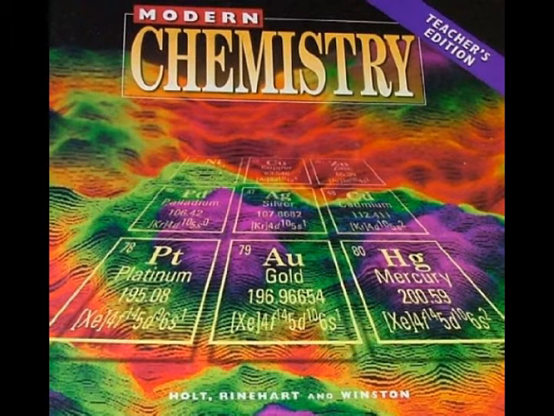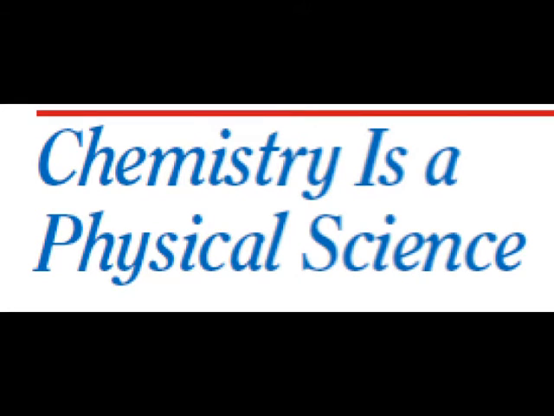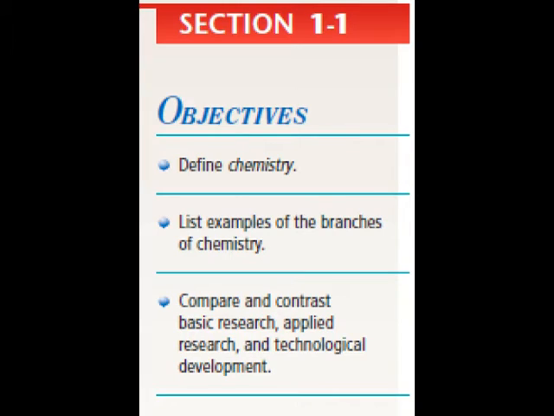Chapter 1, Section 1. Chemistry is a physical science. This chapter defines the field of chemistry and distinguishes between different branches of chemistry.